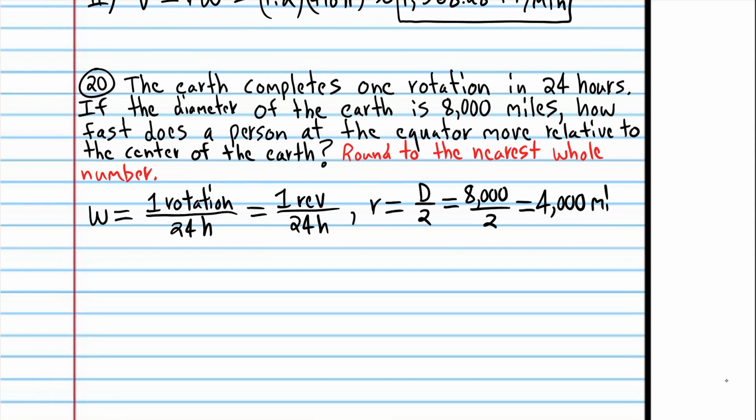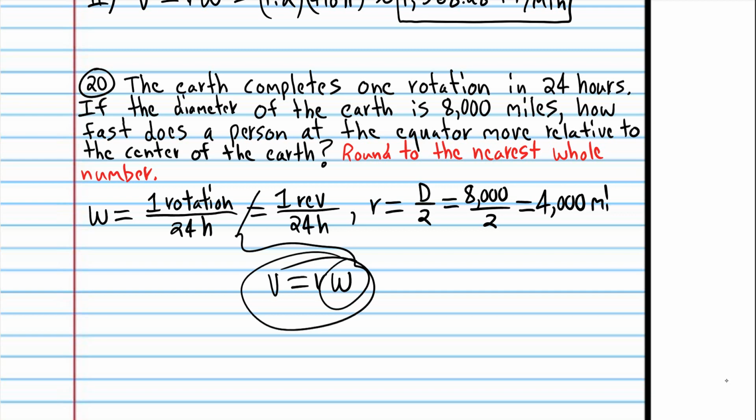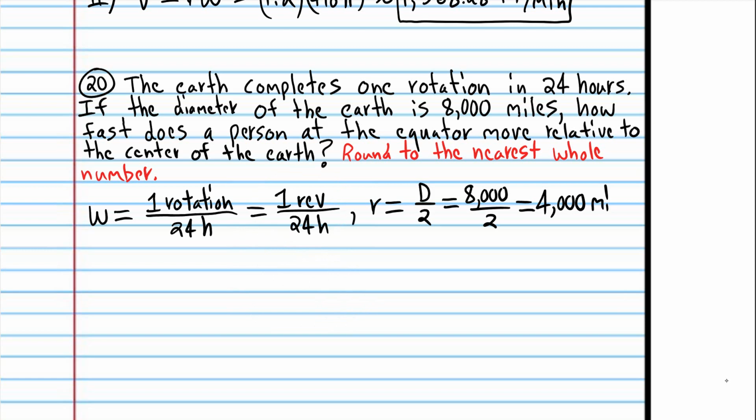So we need to find the linear velocity. It says, how fast does a person at the equator move relative to the center of the Earth? So it wants to know how fast the person is actually moving. So that's going to be linear velocity. We're going to use v is equal to r times omega. Problem is we can't use revolutions per hour for omega. We need radians per hour. So we have to convert from revolutions per hour to radians per hour.